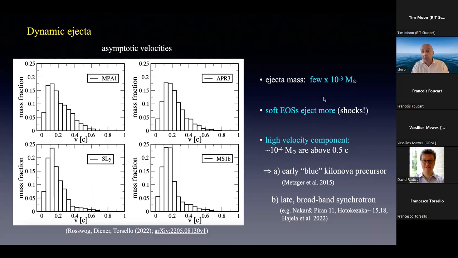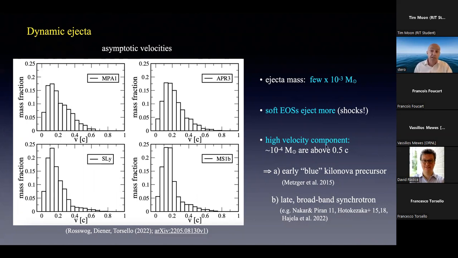We see that soft equations of state eject more material just because they are easier to shock. Of course, at contact, they have larger velocities because they're more compact, and they're easier to shock because their sound velocities are smaller. We also find a high velocity component, and this has been a matter of debate for a couple of years. I think many groups have seen them in various ways, and everybody is doubting it a little bit because it's a small amount of material that one is talking about, but it seems that probably everybody sees them somehow.